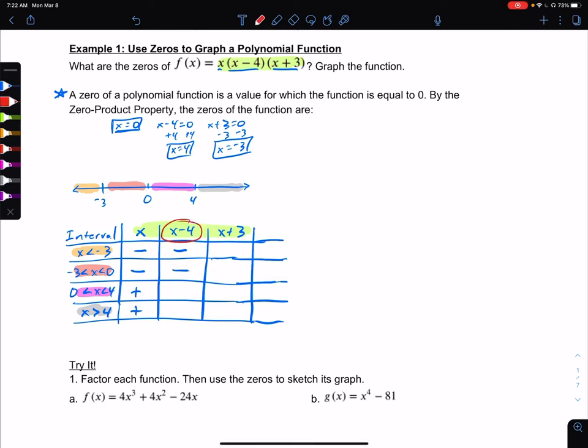Now we look at x minus 4 in this third interval. So 0 to 4 is going to be positive, but any of those numbers between 0 and 4, if I subtract 4 from them, they're going to become negative. Right, so be careful with that one, particularly ones like that where that number is part of your interval.